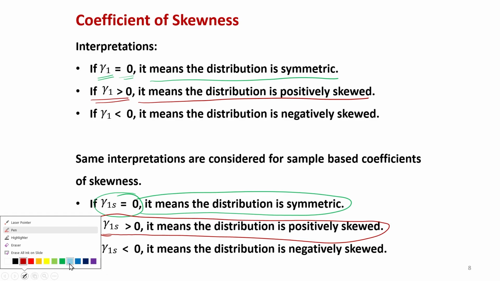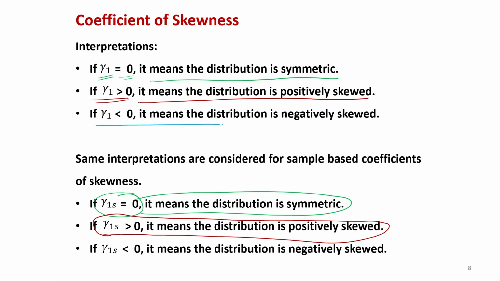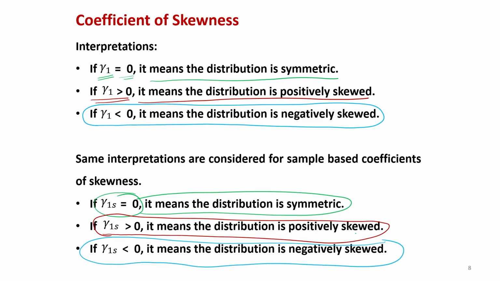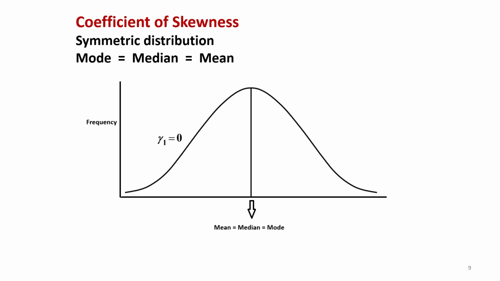And similarly, if gamma 1 is negative, it means the distribution is negatively skewed in the population. So the same thing continues in the sample also, that if gamma 1s is less than 0, negative, it means the distribution is negatively skewed. So this is how we are going to interpret the nature of the skewness from the coefficient of skewness, right.